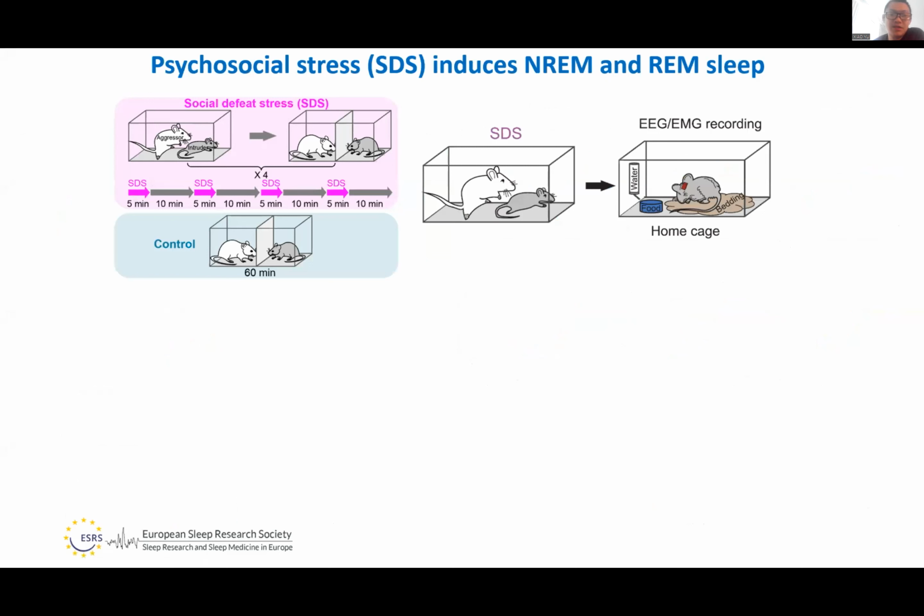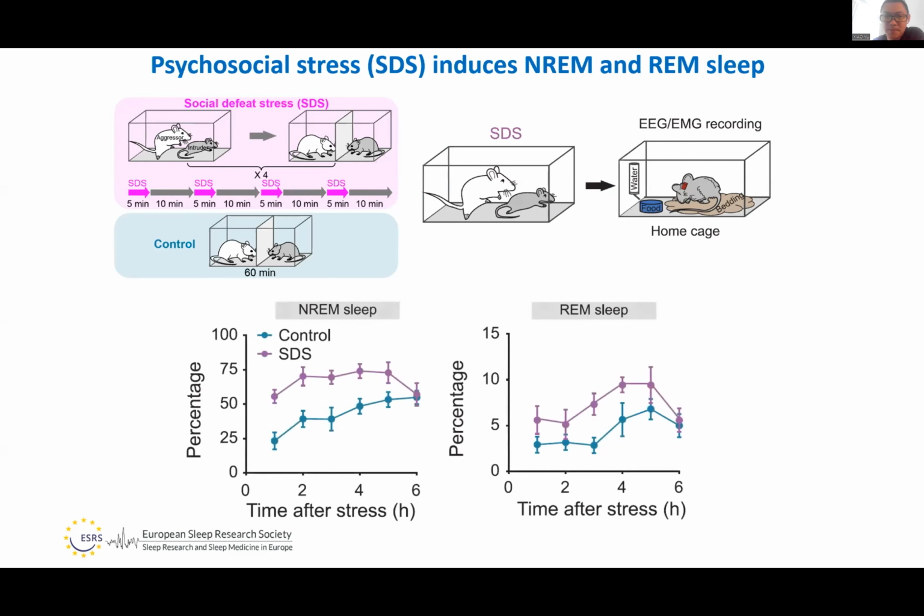So to begin with our study, we determined the sleep-wake architecture in mice after social defeat stress. Here we used a 4-episode protocol of social defeat stress in an hour, and then the mice were placed back in home cages. Their sleep-wake states were recorded. Consistent with our reports, social defeat stress had a substantial effect on promoting non-REM sleep for continuously 5 to 6 hours.